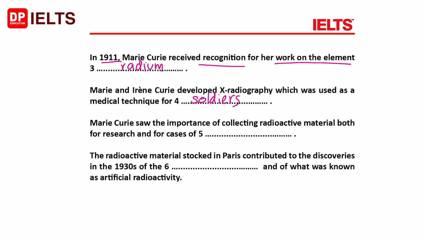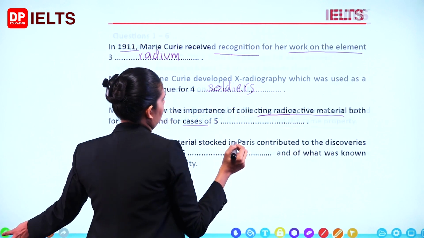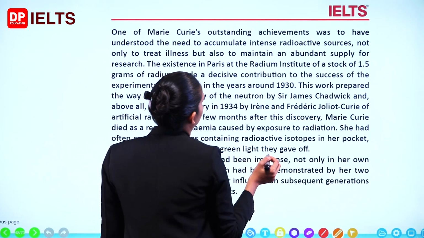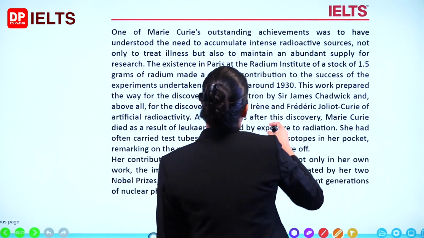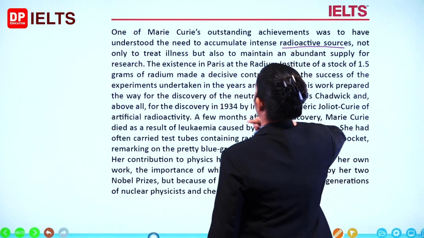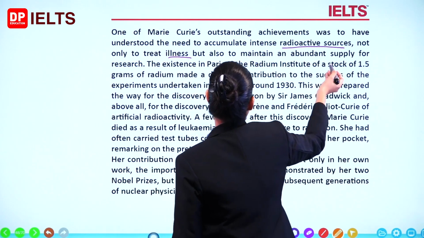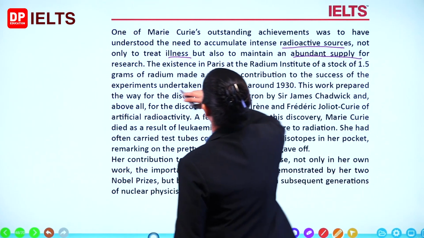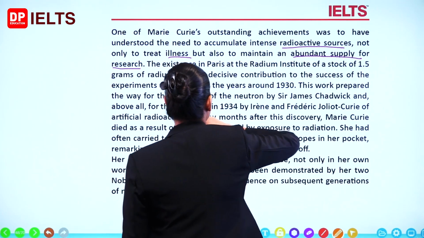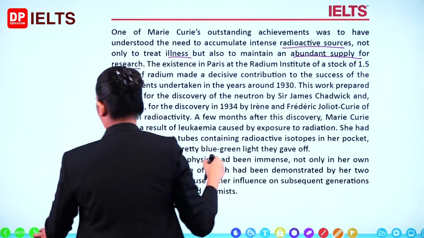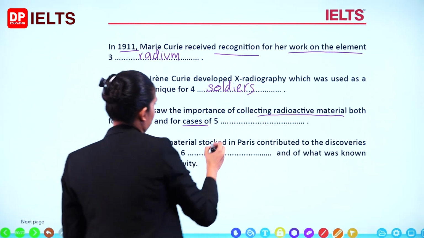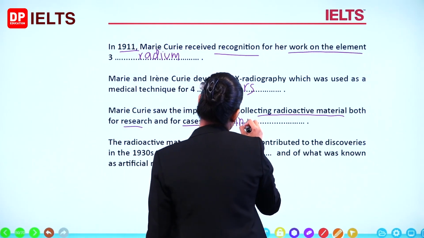Marie Curie saw the importance of collecting radioactive material both for research and cases of what? Okay, radioactive material. So let's see. Radioactive sources. Not only to treat illness, but also to maintain an abundant supply for research, right? So not just for research, but also for illness, cases of illness.